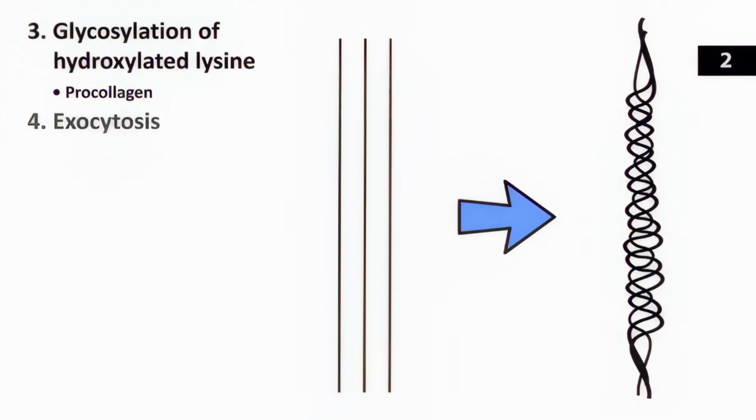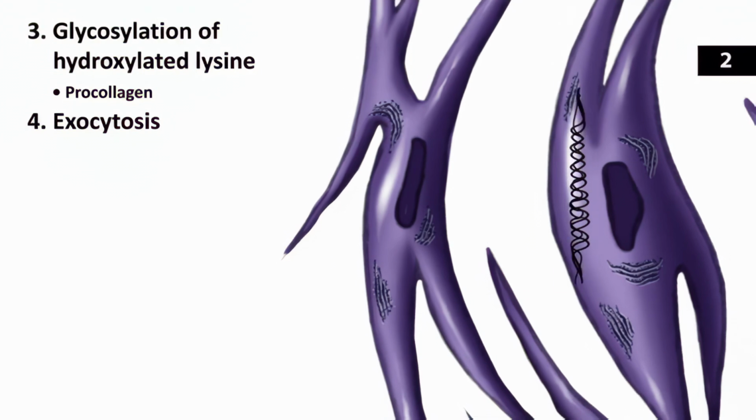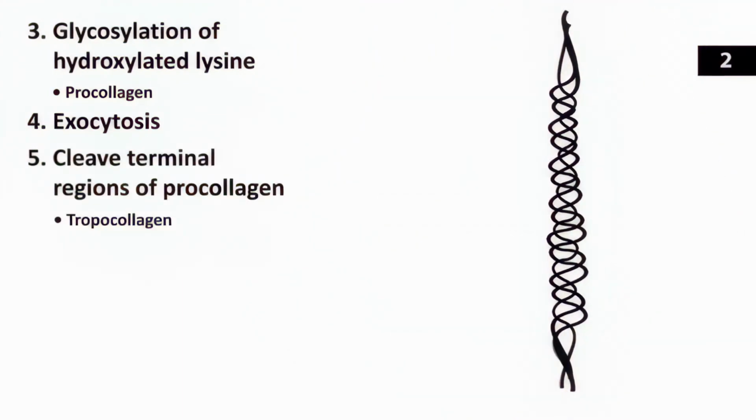The fourth step is exocytosis. So at this point, you've done as much as you can inside the cell. But collagen is a huge molecule, so you can't assemble it completely inside the cell. In order to finish the processing of collagen, you have to export the procollagen and finish constructing your collagen outside the fibroblast. The next step then is to process the procollagen into something called tropocollagen.